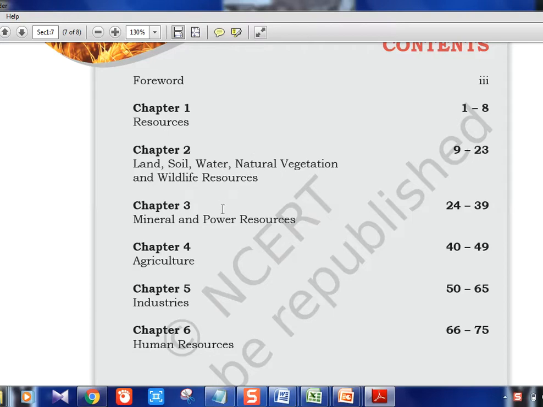We have the distribution of resources, whether natural resources or minerals, across the world and across India. Everything is there in detail in multiple chapters. The agriculture growth, industry growth, many things are very important for UPSC.